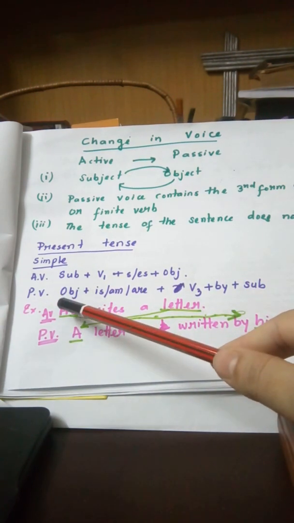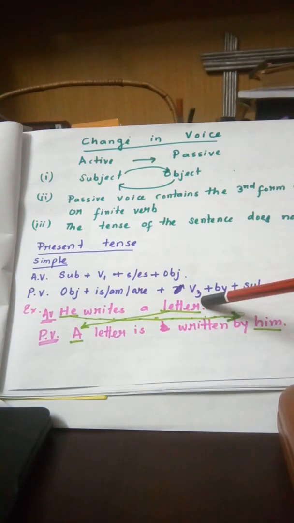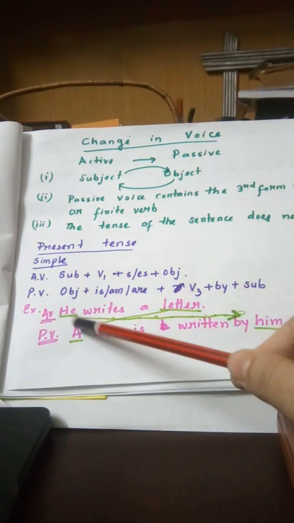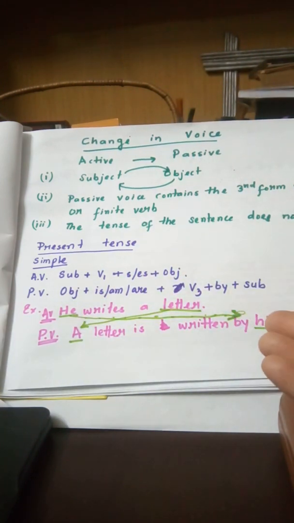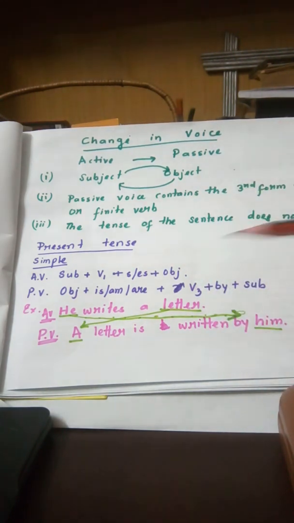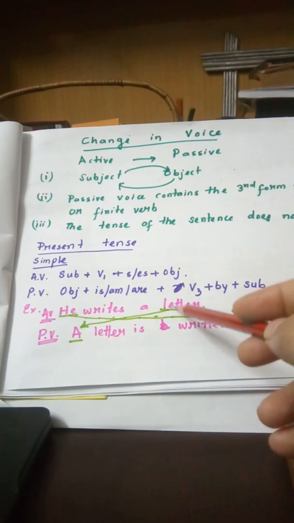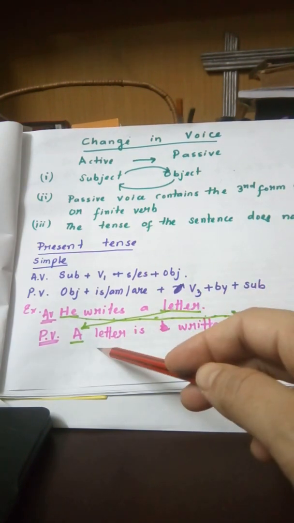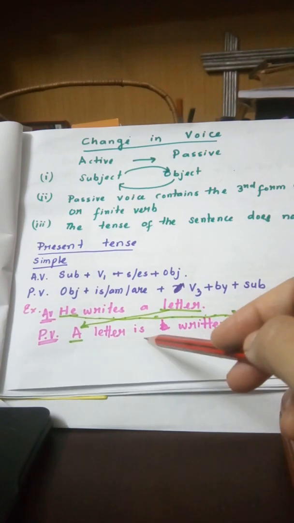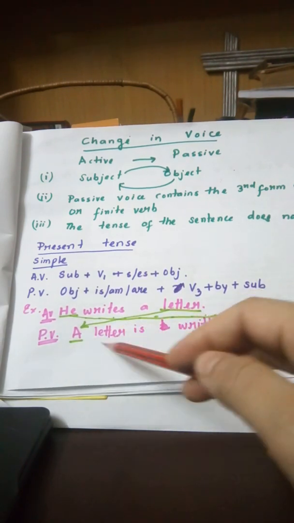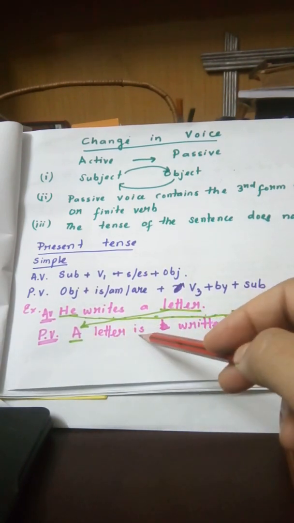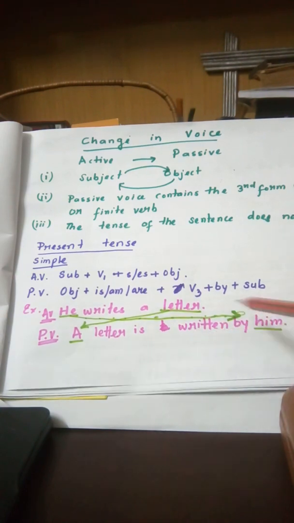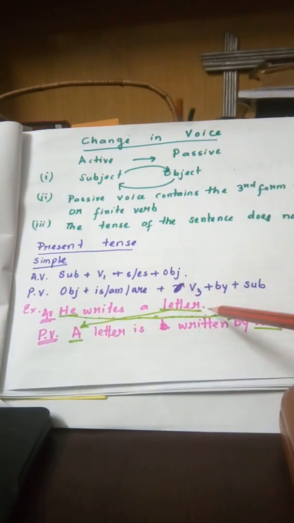Here you can see this is in active voice. Since the subject is doing something, this is said to be in active voice. So what happens when we convert this into passive voice? This letter, which was the object, becomes the subject. A letter is written by him. He writes a letter; the letter is written by him.